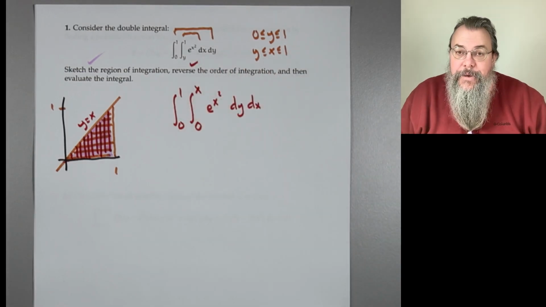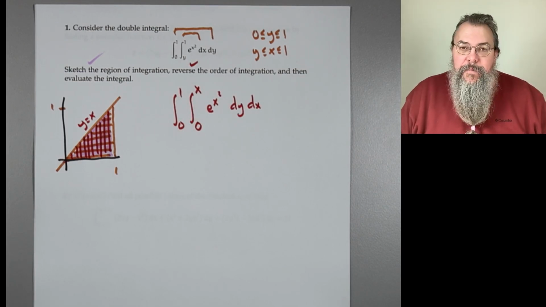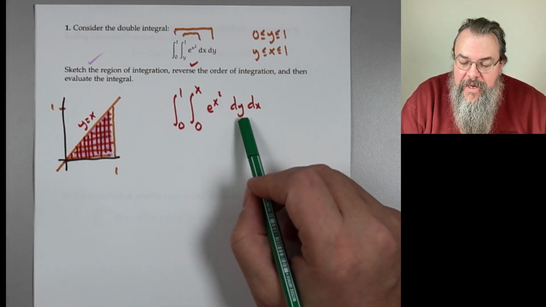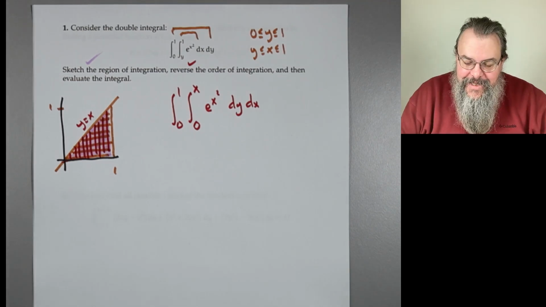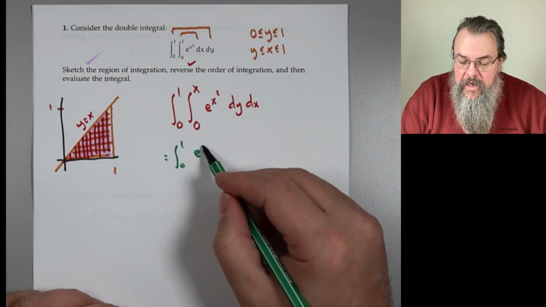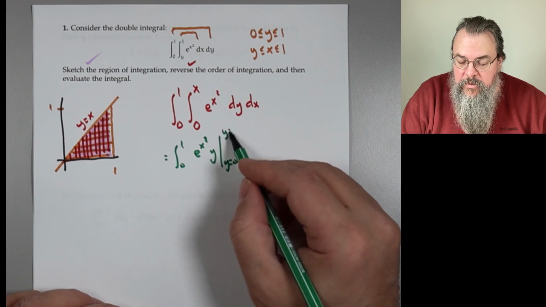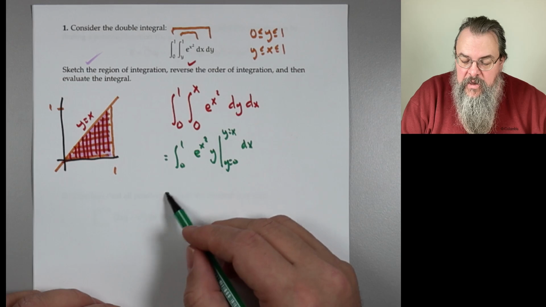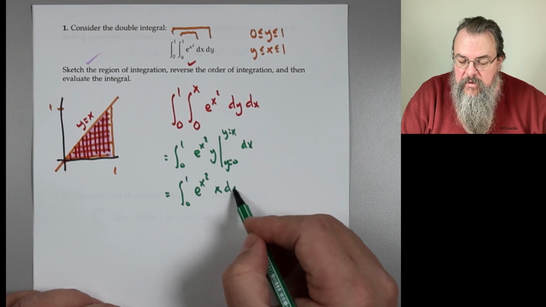And then we evaluate. Previously it was like, e to the x squared? Hopeless. It'll never happen. But now we're integrating not with respect to x, we're integrating with respect to y. So e to the x squared is a constant. No worries. So this becomes the integral 0 to 1 of e to the x squared y, evaluated from y equals 0 to y equals x, dx. Plug in 0, you get 0. Plug in x, you get x. So this becomes the integral 0 to 1 of e to the x squared x dx.